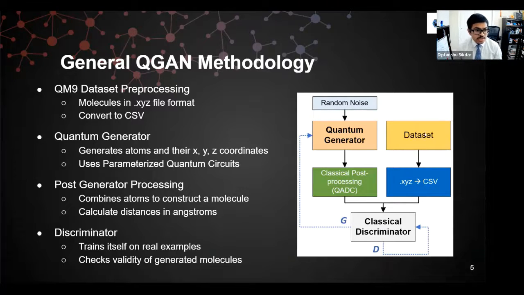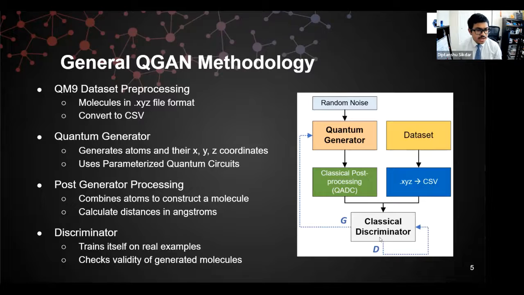So starting with the data set, yes, we're using the QM9 data set, and as Adelina has stated, it has molecules in the XYZ file format. We have then converted it into CSV, which is easier to use in our classical discriminator. We have also implemented the post-generator processing here. QADC stands for Quantum Analog to Digital Converter, and I will talk about that in a couple of slides.